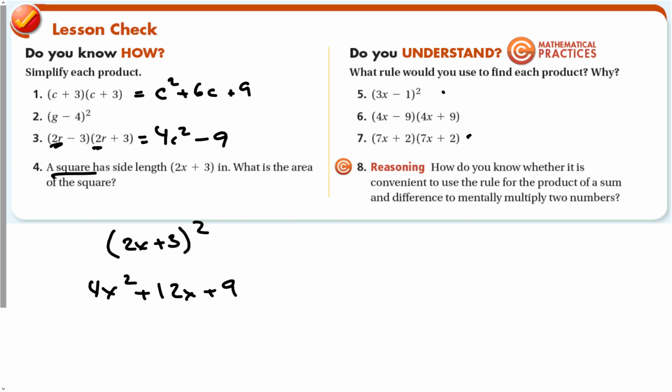How do you know whether it is convenient to use the rule for the product of a sum and a difference to mentally multiply two numbers? Well, we talked about that a little bit. If you have a nice number that is directly halfway in between the other two numbers, then it would be kind of nifty, or maybe a little bit useful, to try the trick of adding a number and then subtracting a number and using mental math. Probably you're just going to use the calculator, but nice to know it's out there if you need it. And that was 8-4, multiplying special cases.